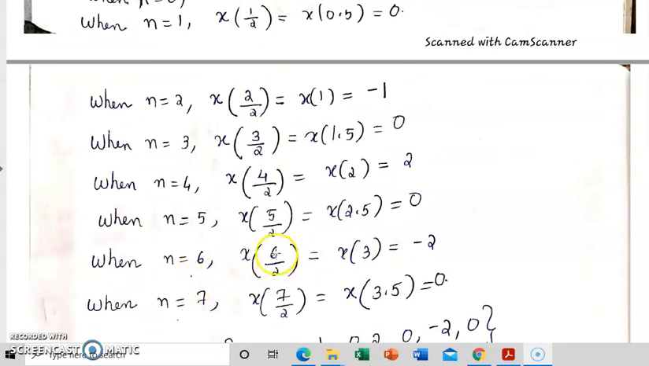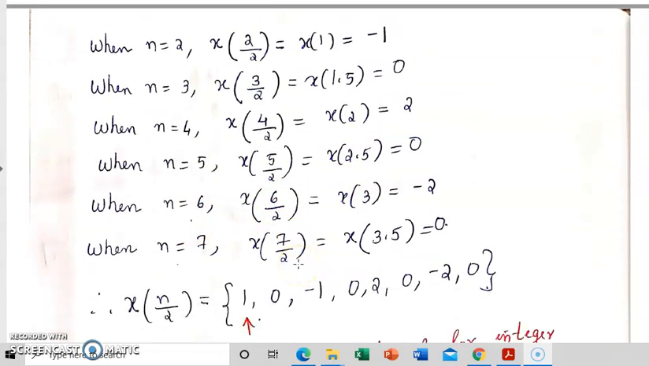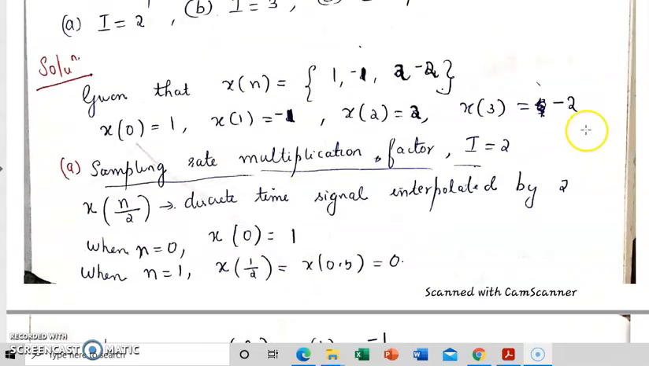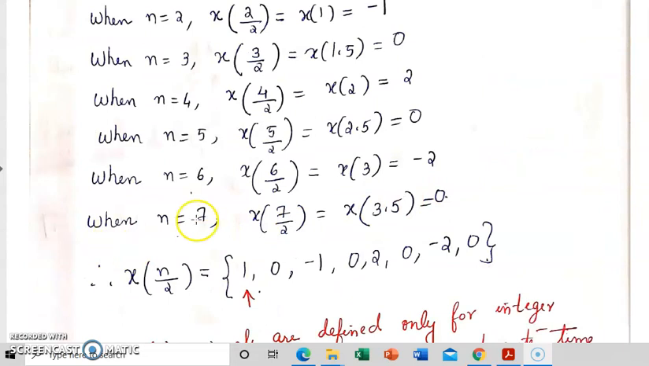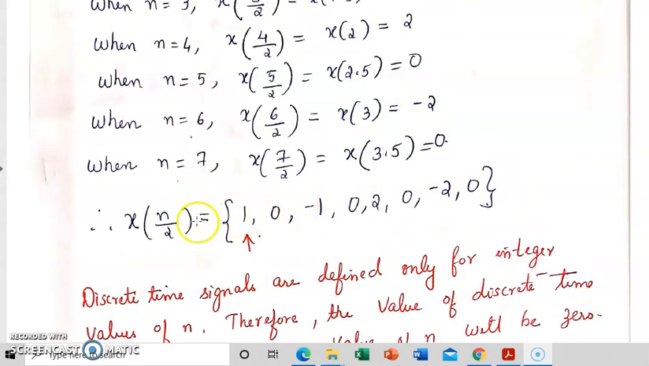When n is equal to 5, we get x of 5 by 2, which is x of 2.5, equal to 0. When n is equal to 6, we get x of 6 by 2, which is x of 3, and x of 3 is minus 2. Next, when n is equal to 7, we get x of n by 2, which is also 0. So this is the upsampled version.